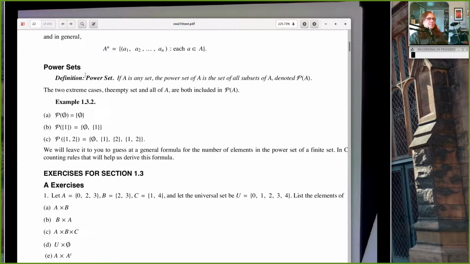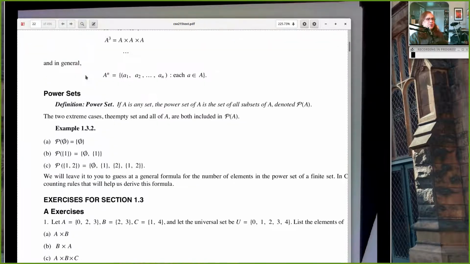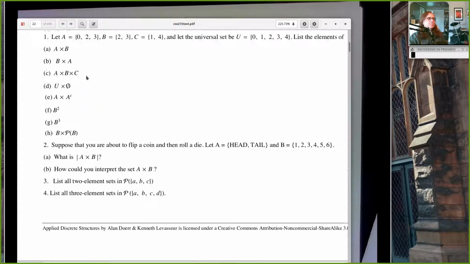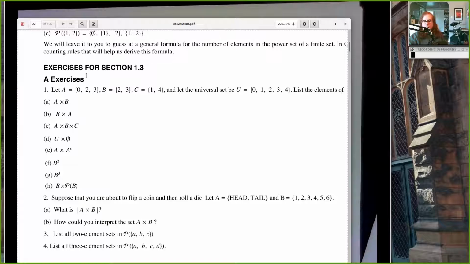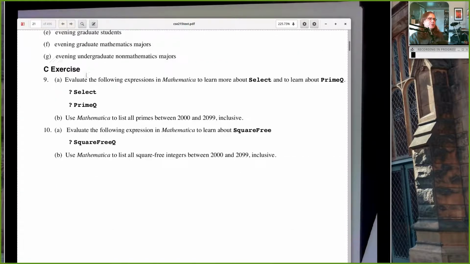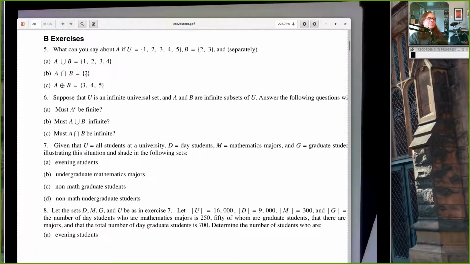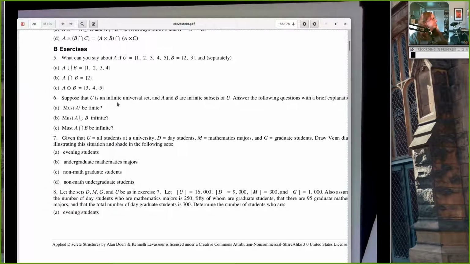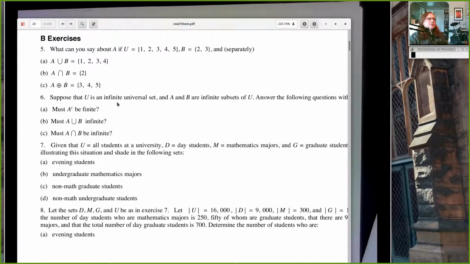And then 1.3, question 2. No, I didn't do that one. 1.2, question 6. So this is about infinite sets. And this was the one that was kind of the most strange of all the questions. So suppose U is an infinite universal set.